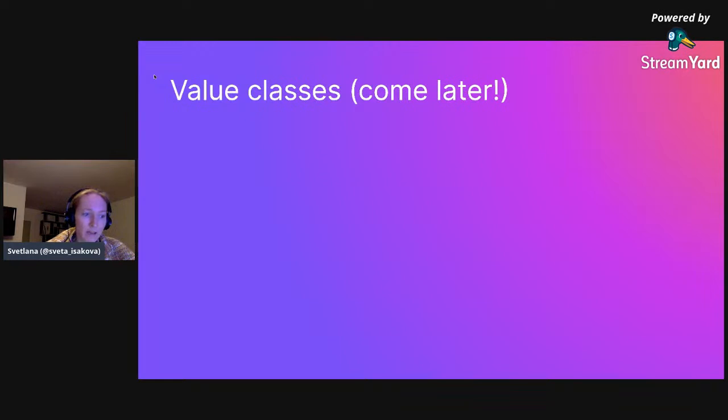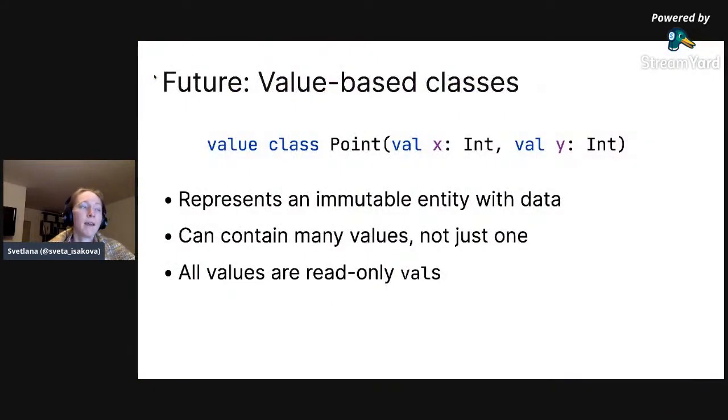Disclaimer: value classes are not yet supported. What I'm going to share now is the future vision and the reason for the syntactic change with inline classes. Value classes will be properly added to Kotlin in future versions. Again, this syntax doesn't yet work, but it's planned to be supported in the future. The idea of a value class is to represent an immutable entity with data. It can contain many values, not just one. But all of them should be read-only vals, mutable vars are not allowed.